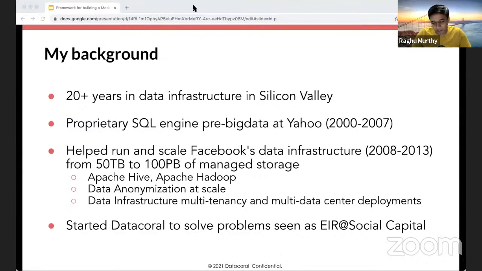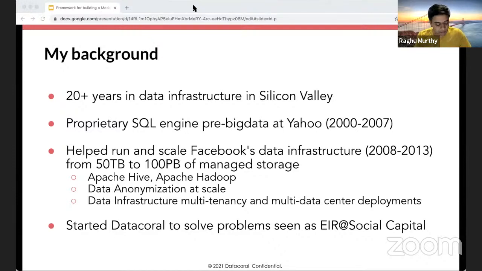So at Facebook, it was not just building out these technologies; it was also running a data infrastructure stack at scale and solving a lot of the business problems that Facebook had during its explosive growth years, starting from data anonymization. This was even before there was GDPR. Facebook had started working on anonymizing all the data in their data infrastructure. And then I also worked on the data infrastructure stack, which used to be just one Hadoop cluster, and turned it into a multi-tenant, multi-data center set of deployments. A lot of learnings, a lot of fun building all of that.